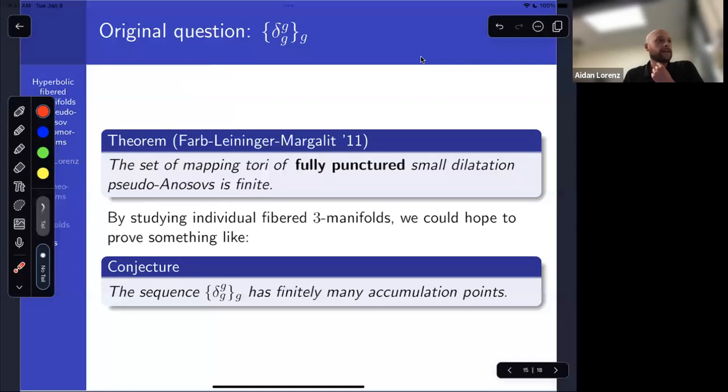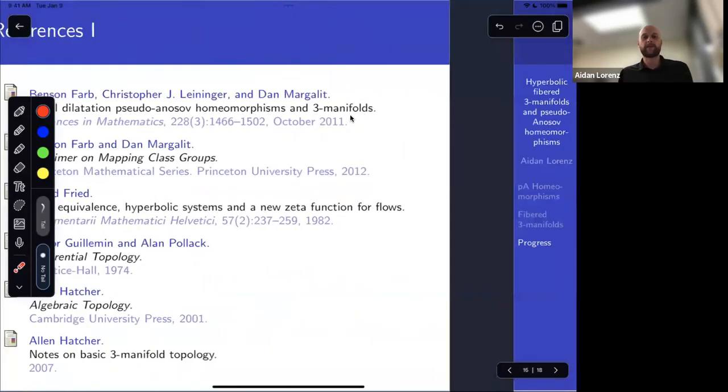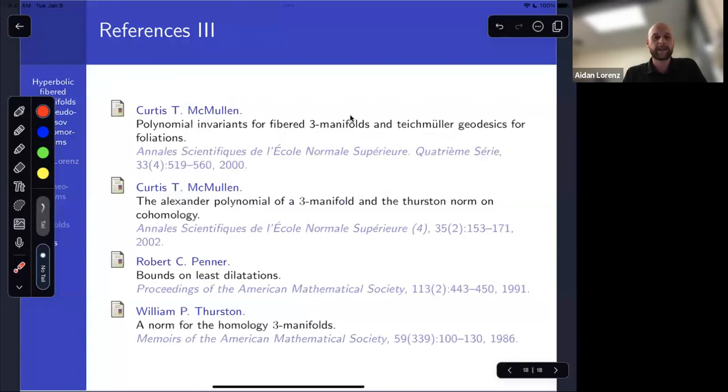By the way, as far as I can tell, the sentiment is that this sequence converges. In fact, it seems possible that the set of mapping tori from Farb, Leininger, Margalit's theorem is actually just a singleton set, that there's just one mapping torus where all the smallest dilatation pseudo-Anosovs are represented on Dehn fillings of that single 3-manifold. So anyway, I'll leave things there. I have a bunch of references. Thanks everyone for listening.